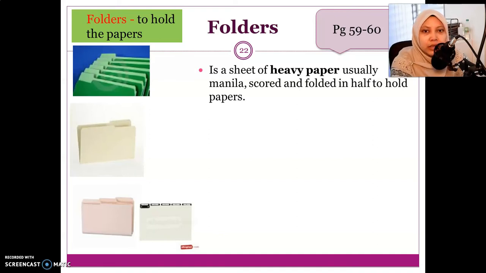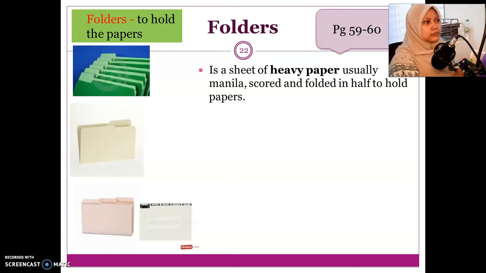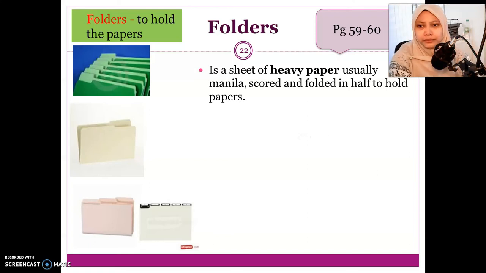Maksud dia folder ni adalah satu kertas keras, selalunya manila cut, di mana dia dilipat kepada dua. Kenapa dilipat kepada dua? Sebab they want to have this kind of character. Dia ibarat satu kertas dilipat dua, di dalam bentuk V shape. V shape here. Alright.